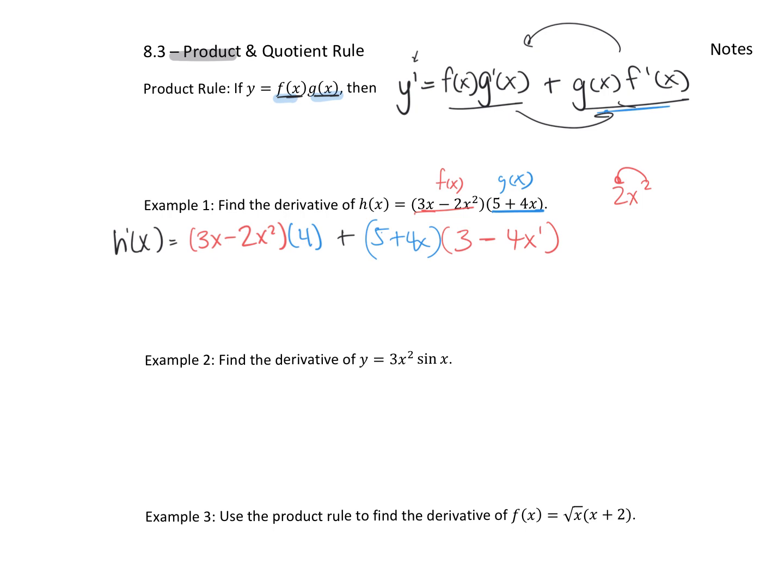Okay. All right. So now just clean it up. Multiply through, add like terms. I always have to combine those like terms. So we get 12x minus 8x squared plus, and then this is two binomials, so we'll have to FOIL. So I'm just going to multiply it and combine like terms as I go. Because that's a negative 20x. 5 times 4 is negative 20.